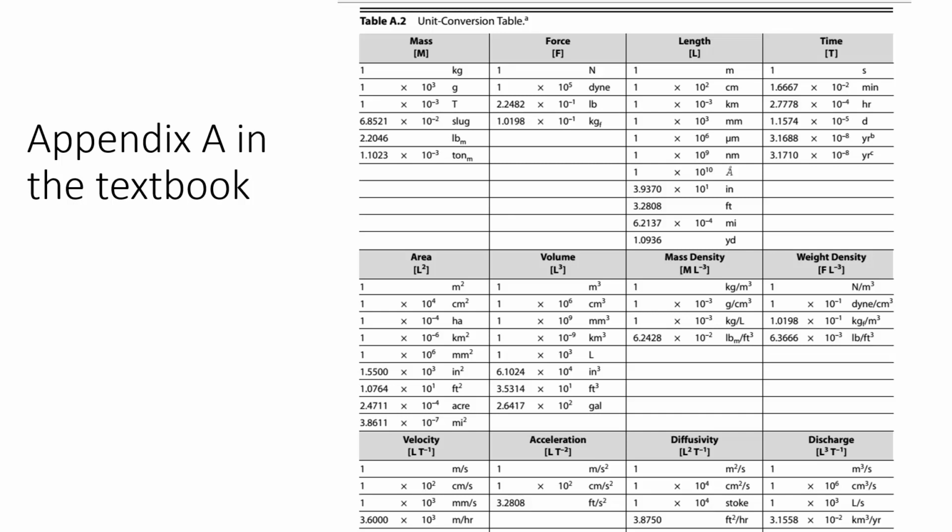You can see other ones here like mass density, a mass per volume. That should make sense. A weight density, a force per volume. You can see velocity and acceleration here. You see a discharge. That's an important one in hydrology. Discharge is a volume per time, so a volume of water that's moving out of the control volume per unit time.